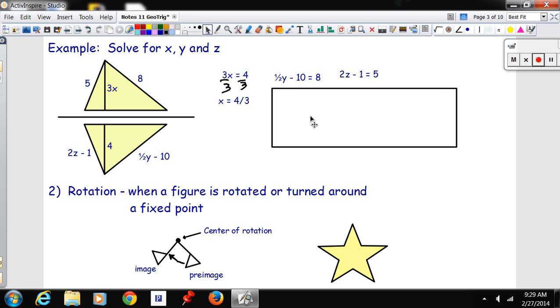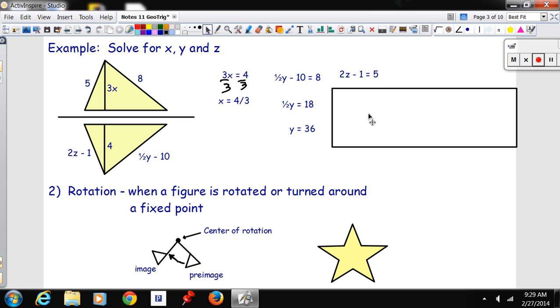This one would be easy to solve. You're going to add 10 and then multiply by 2. And then you get your 36. So using the fact that it's an isometry, we know that the sizes have to be the same. So we could set up equations and we could solve them because it's an isometry.